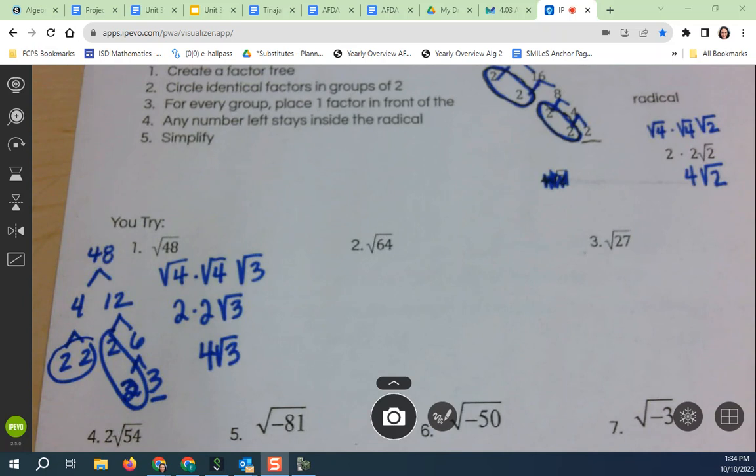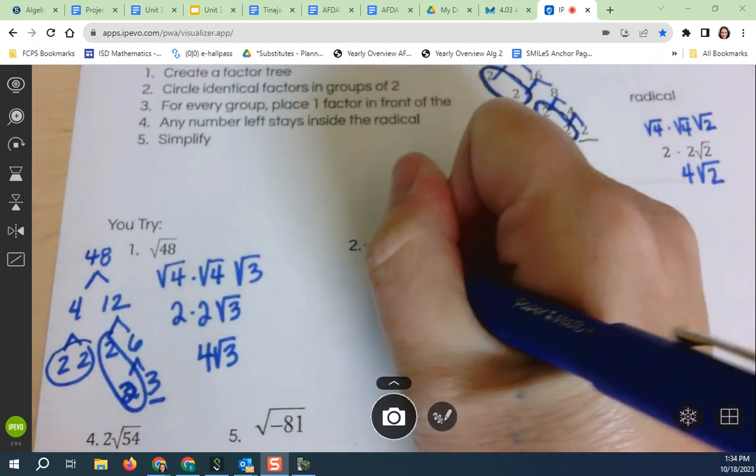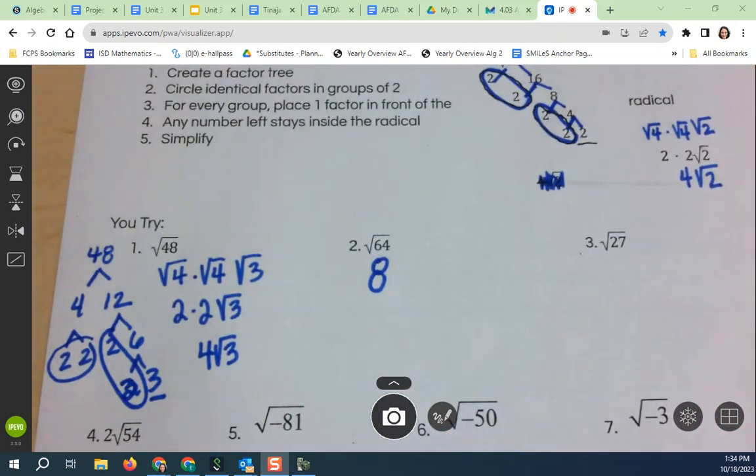It's a perfect square, right? So we don't have to do a factor tree? No, because what's the square root of 64? 8, right. Okay. Go ahead and try the next one.